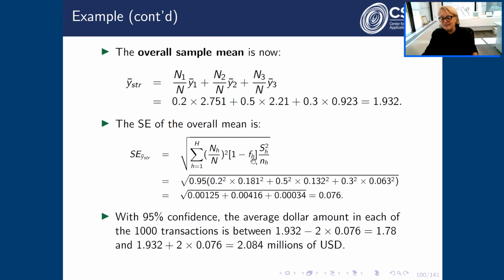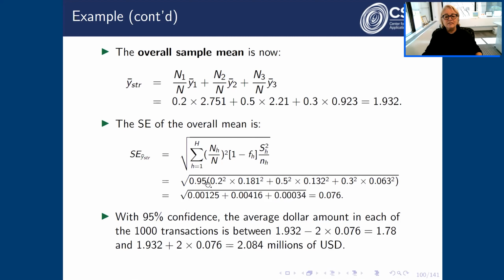I put 1 minus f, but this is the same as the finite population correction factor I had in the other one. Different way of writing the same expression. Sorry about that. But this is the formula we had before. And if you do all those calculations, you get points. And by the way, here I got the 0.95.